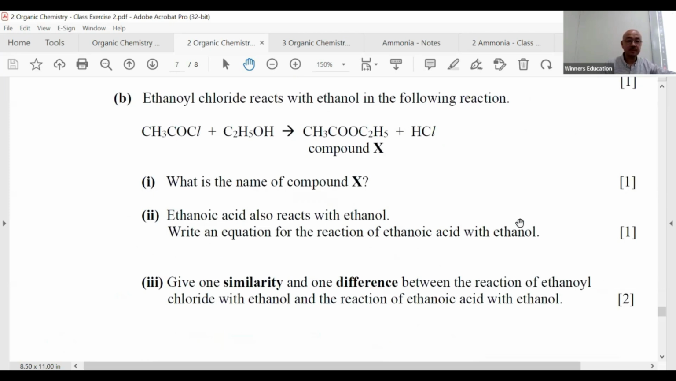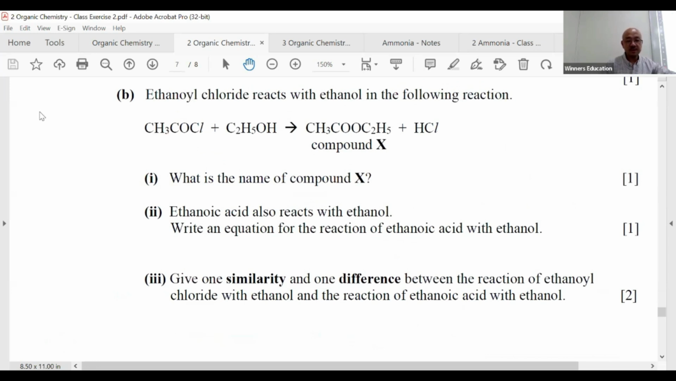Next part. Ethanoyl chloride reacts with ethanol in the following reaction. What is the name of compound X? You don't know what is ethanoyl chloride, but you do know this compound X is an ester. You identify, it's an ester. An ester, you know how to name an ester. What did I teach you?